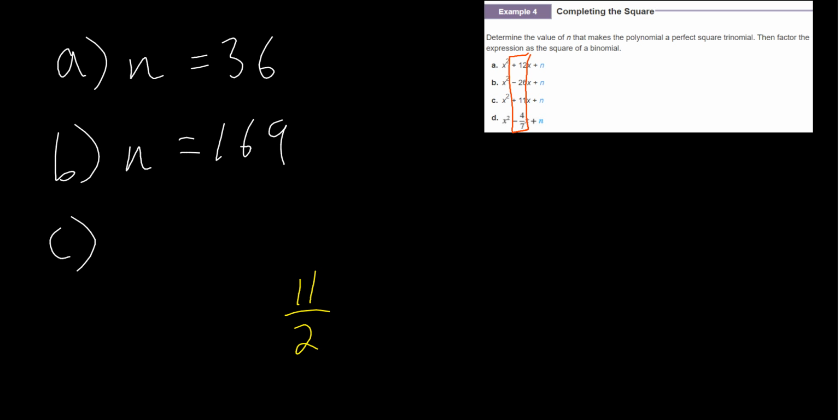Okay, and so far what we've done is we have halved that middle term and then squared it. So all we're going to do here is we halved it. It's 11 over 2, and then we're going to square it. So we're going to end up with 121 over 4. And that is indeed going to be what n is equal to.